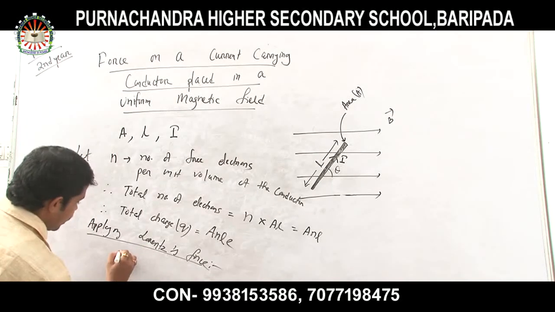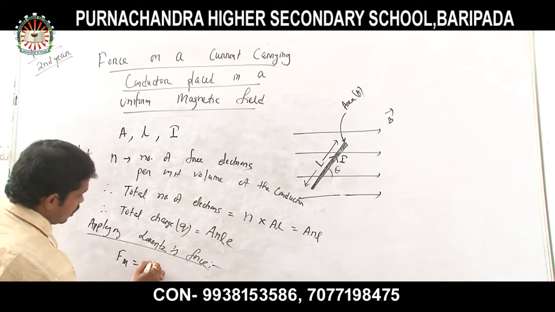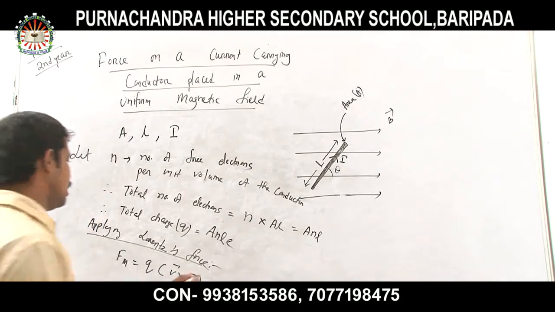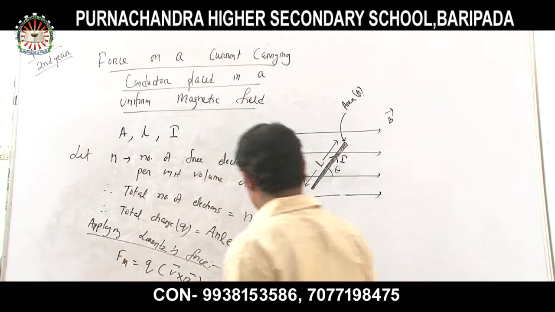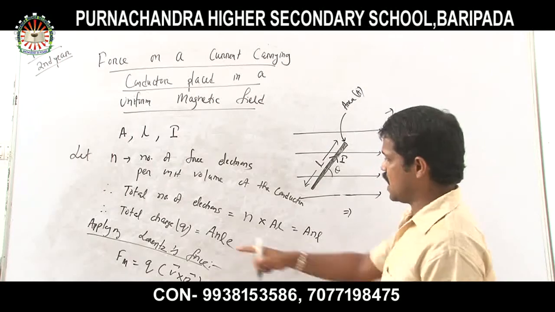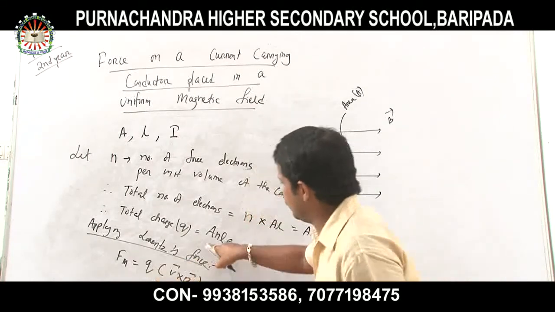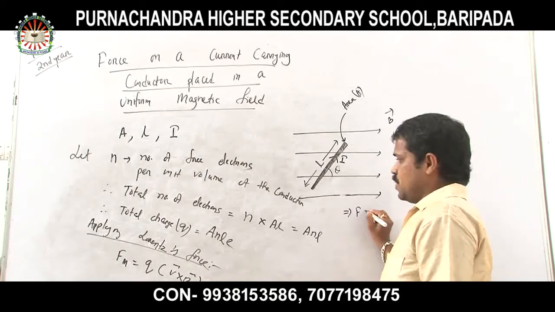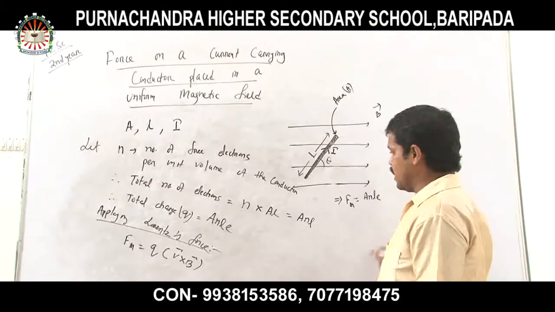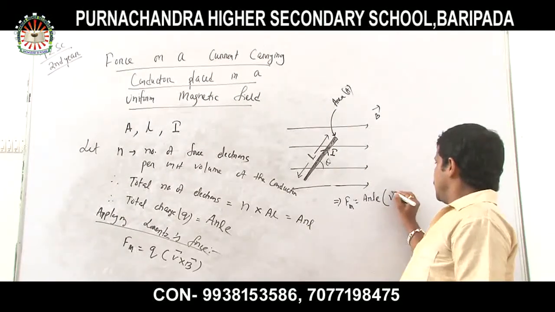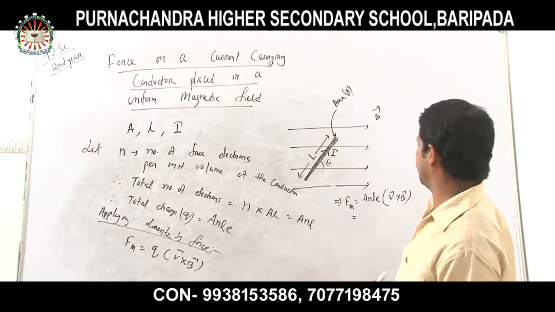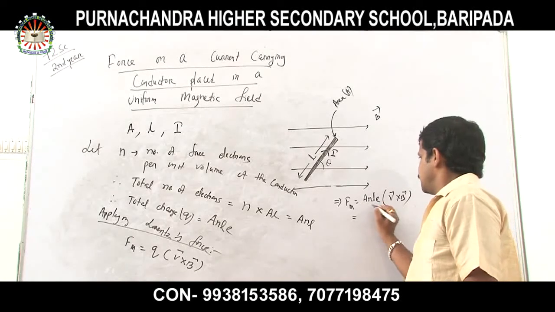Lorentz magnetic force. What can I write? Now Fm is equal to q into v cross B. Okay, q into v cross B. So now look here. In place of q, I can put this value. So Fm is equal to A n L e into v cross B. Okay, so now what can I take?